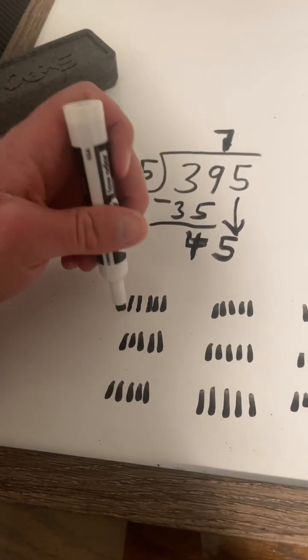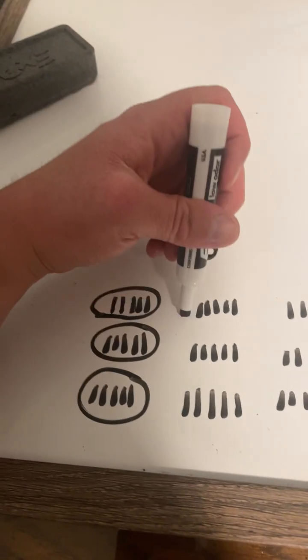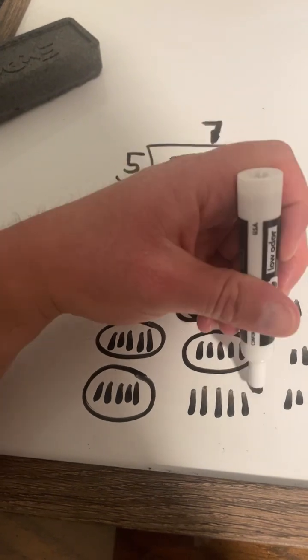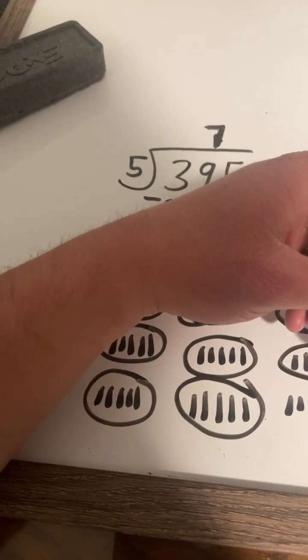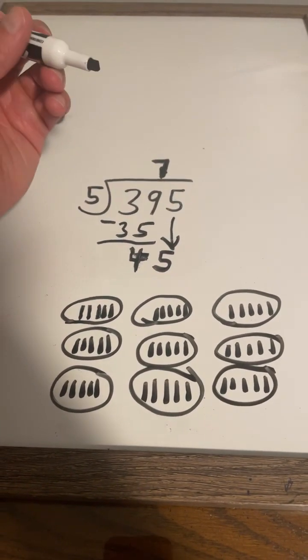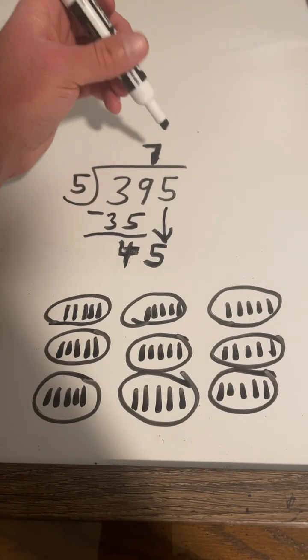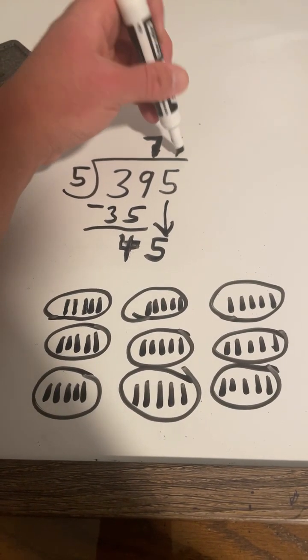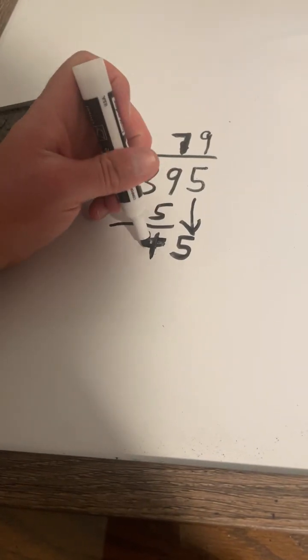All right. So that's 1 group, 2 groups, 3 groups, 4 groups, 5 groups, 6 groups, 7 groups, 8 groups, 9 groups. So 5 goes into 45 9 times. There is no remainder. Our answer is 79.